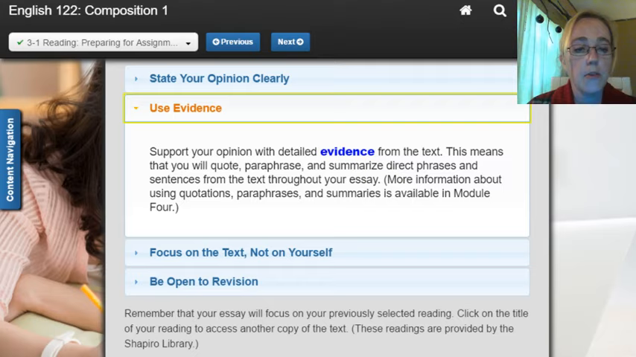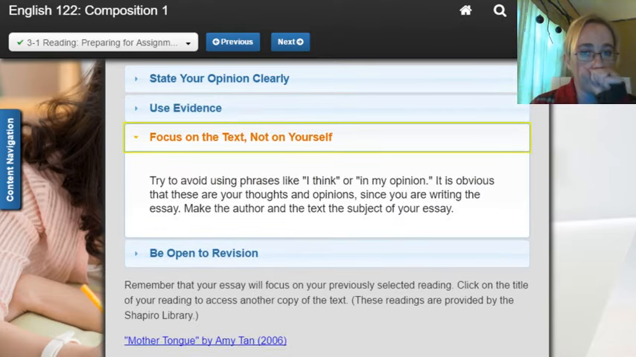The next thing you want to do, and this is fairly important with the critical analysis, is focus on the text, not on us. We are expressing our opinion, but we don't want to put the emphasis on us. So we really want to avoid phrases like "I think" or "in my opinion." We know that this is your opinion as your audience because we're reading your work. It's written by you. Therefore, we know that it's your opinion.